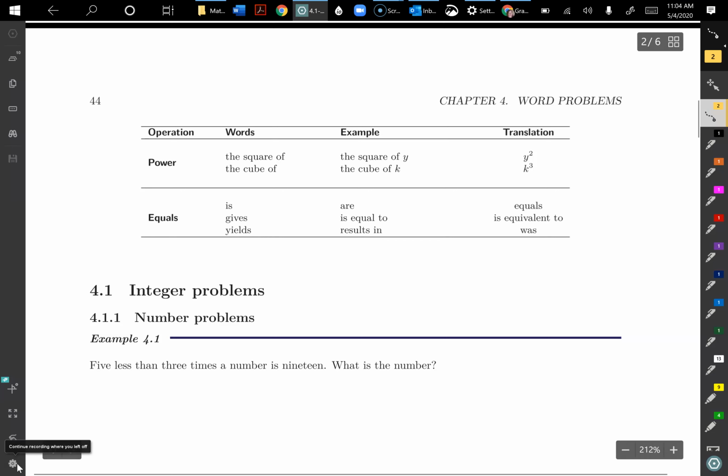So first I'll read the problem. I'm on page 44, Example 4.1. 5 less than 3 times a number is 19. What is the number?